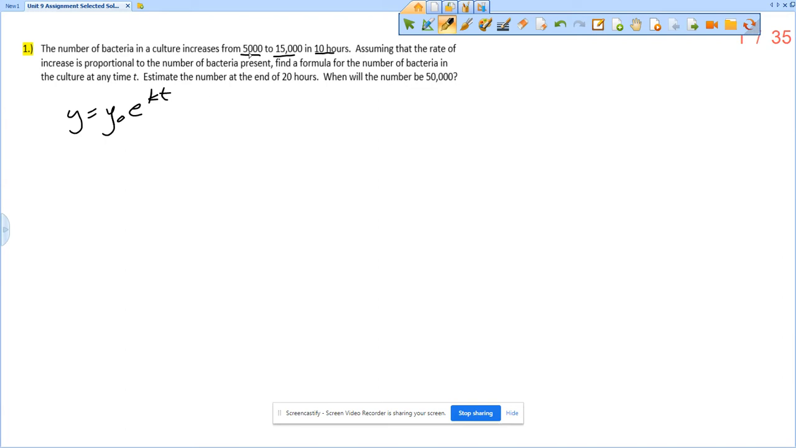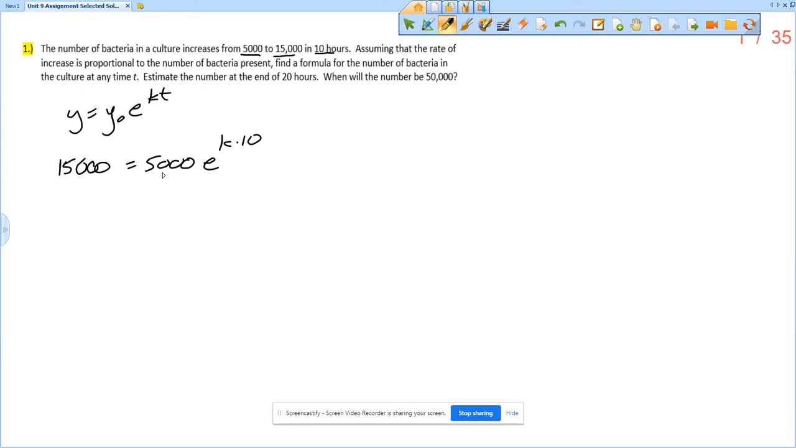First, it starts at 5,000 and goes to 15,000 in 10 hours. So the y value is going to be 15,000 equals y sub 0, which is 5,000, times e to the k times 10, for 10 hours. We need to use that fact to find the value of k. This is a relatively simple equation to solve.